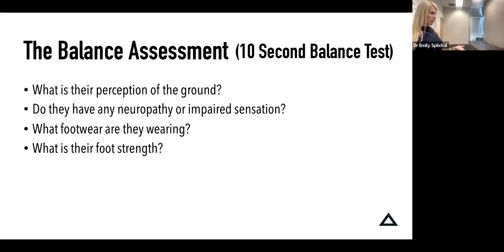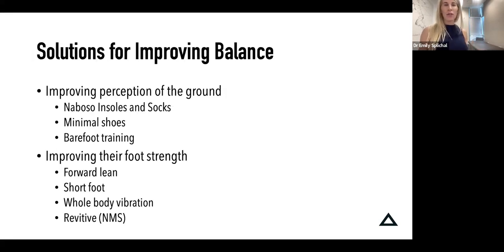Do I have them on a wrestling mat? Do I have them on an Eric's pad? Are they on a Neboso mat? All right, so what is the surface? What is their foot strength? Do they have bunions? Do they have hammer toes, right? We need to have strong toe flexors in order to balance on one leg. So I just need you to start asking yourself and start to shape the why, right? Why did the client not do that, right?